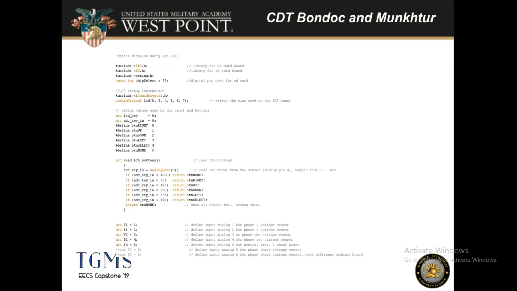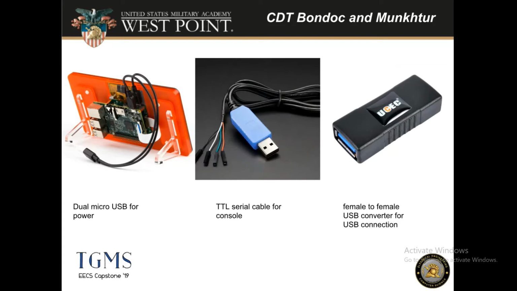Like I mentioned earlier, we are still in the process of incorporating Cadet Stark's code within our project. For this sprint, we created a sample code in lieu of an actual generator. We are incorporating a dual micro USB for power, a TTL serial cable, and a female-to-female USB converter for constant connection by the high-level user.